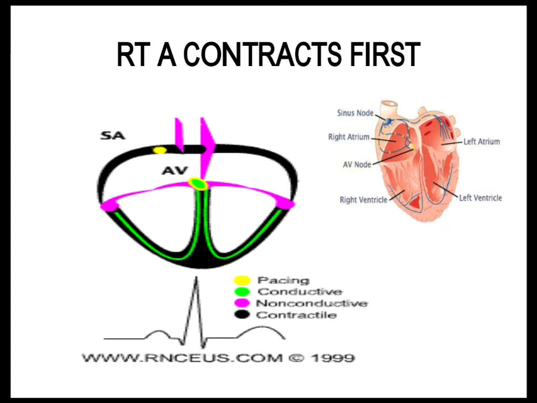So because the SA node is present over here, the wave can spread over this particular auricle very quickly as compared to the left ventricle. So this time gap gives a slight first contraction to the right auricle. So this is what I want to say in this particular slide.